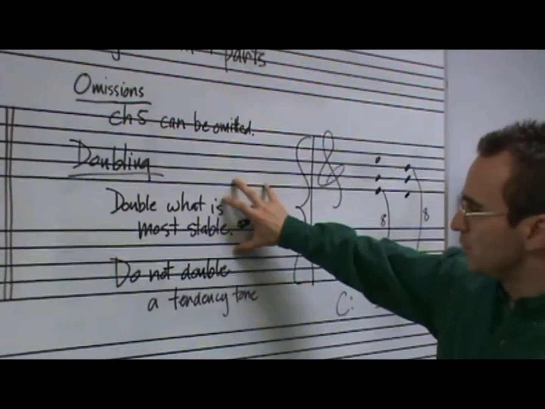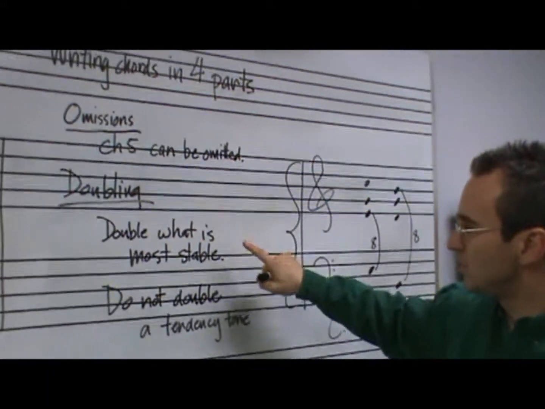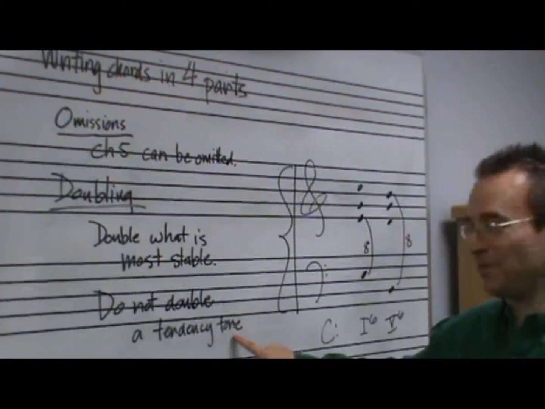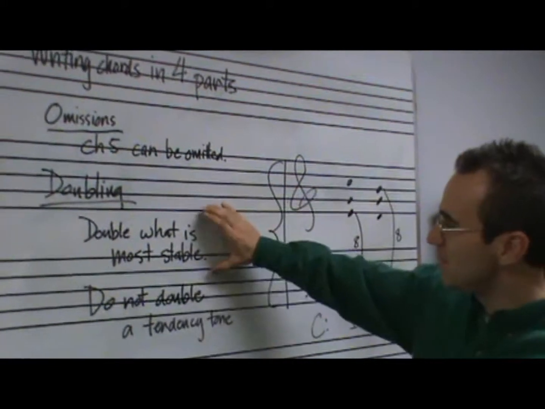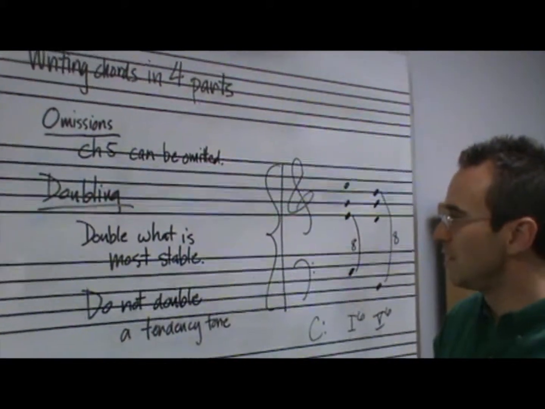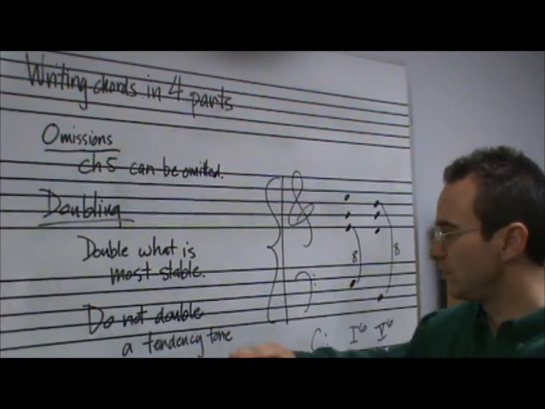Notice how this just helps reinforce the principle we laid out up above. Double what is most stable, and don't double a tendency tone, because it's not stable. Keep this as your main guiding principle when you're trying to decide what to double. Double what sounds really stable, but don't double what's unstable.